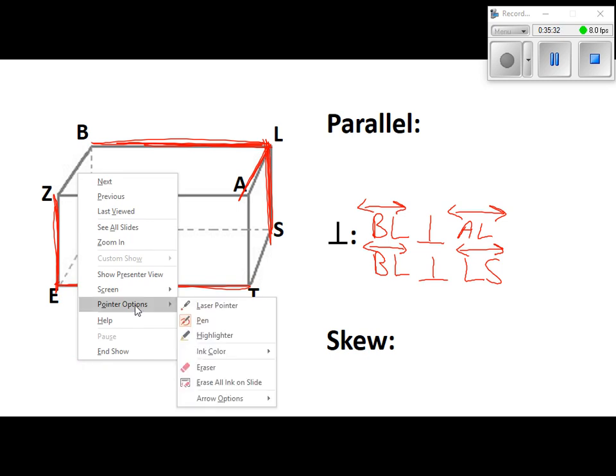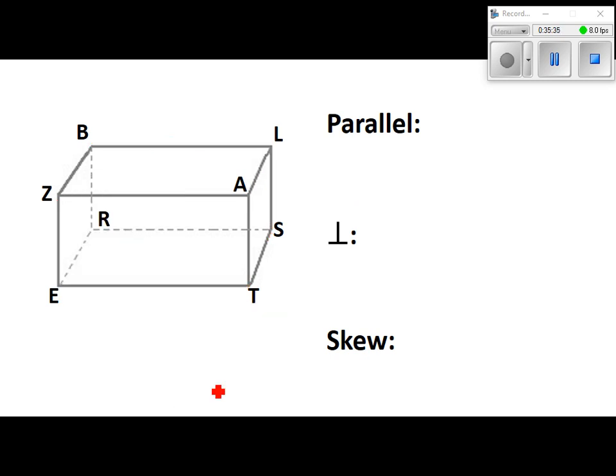And then the last one, the one that most people seem to have the most trouble with, skew lines. Those are not perpendicular to each other because they're never going to intersect, but they're also not parallel to each other. So if we pick one of the lines, let's pick line ST. We want a line that's not parallel to it, so it can't be like AL or BZ or RE, but it's never going to intersect it.